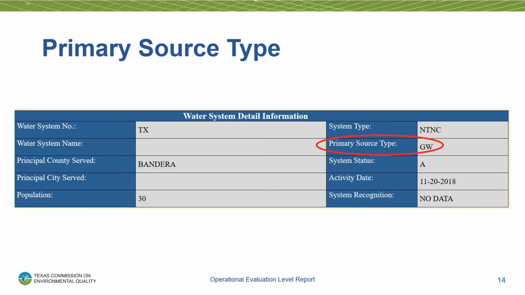If you're not sure what designation y'all are, typically on Drinking Water Watch, under the water system detail information, it's kind of that top header where it has your PWS ID, your name, everything. You'll find your primary source type that we have listed in SDWIS and Drinking Water Watch there. So I have it circled.